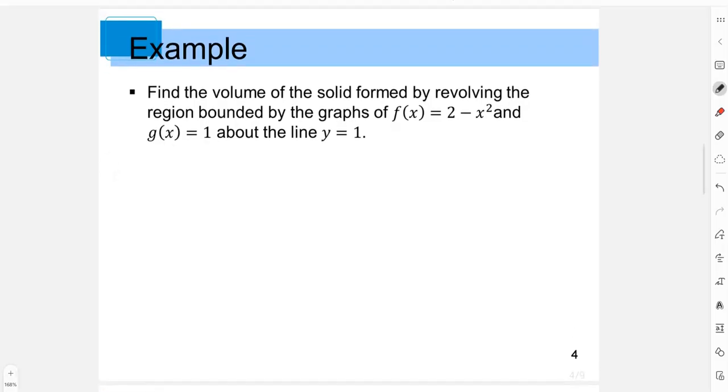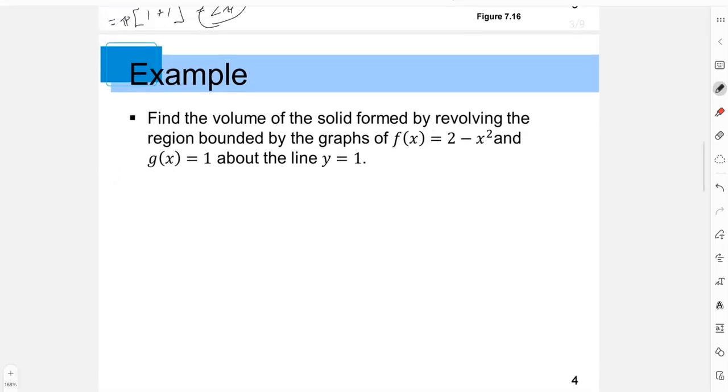Let's look at another one. We want to find the volume of the solid formed by revolving the region bounded by the graphs f of x equals 2 minus x squared and g of x equals 1 about the line y equals 1. So let's start by drawing a picture of what this guy looks like.